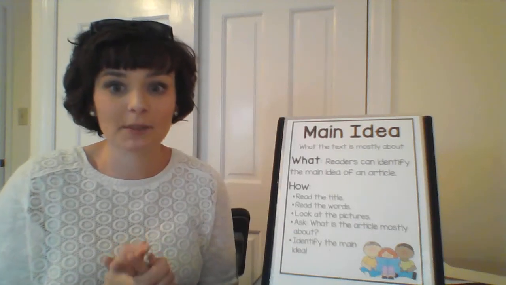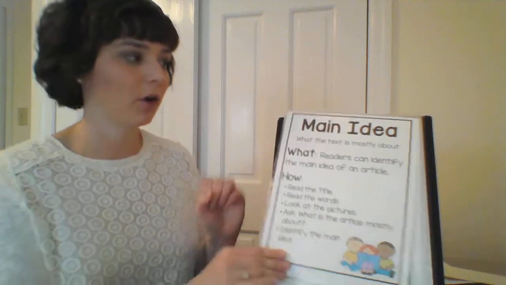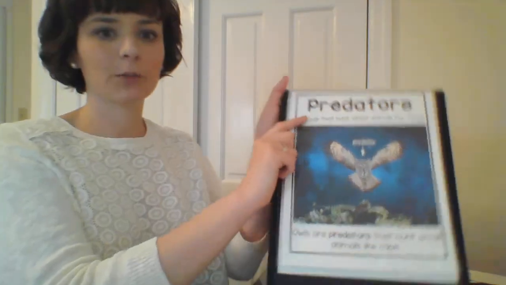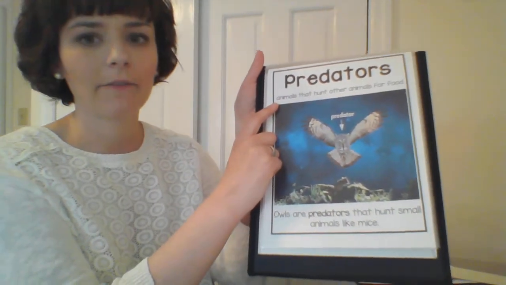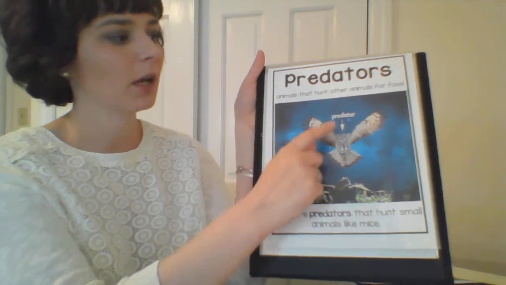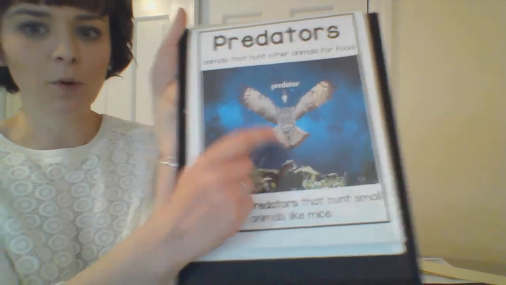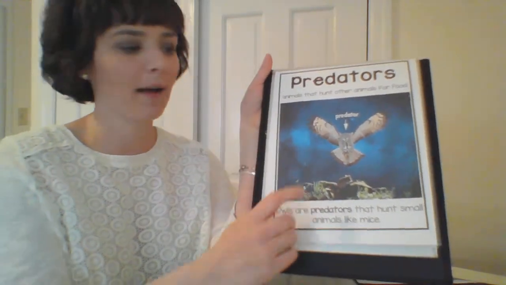Before we do these steps, I'm going to go over some of the tricky vocabulary words that are found in our article. The first word is predators. Can you say that word? And those are animals that hunt for other animals for food. So we have a label in our picture pointing to the predator. It's an owl. Owls are predators that hunt small animals like mice.